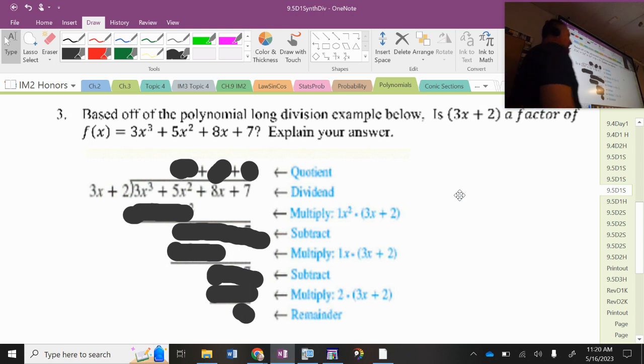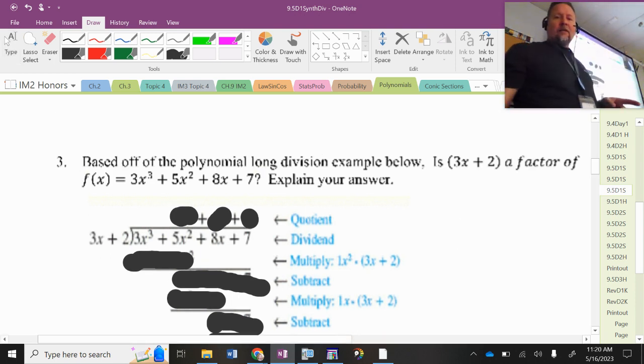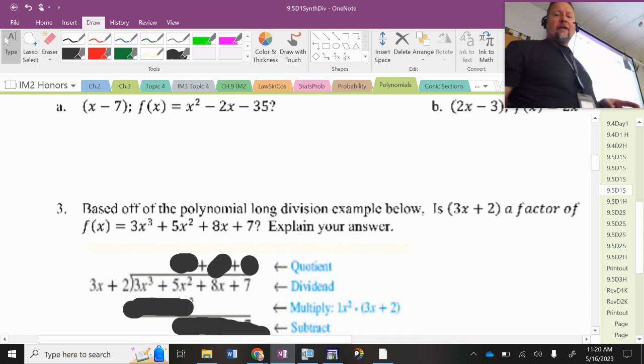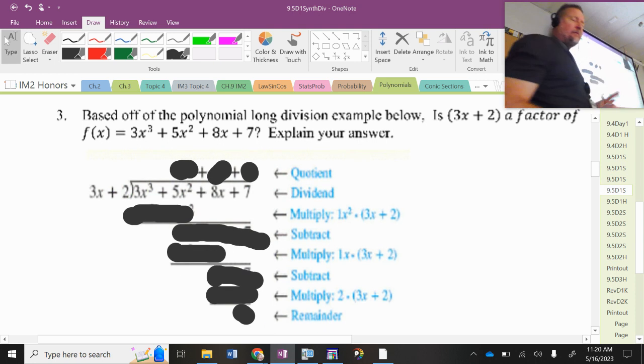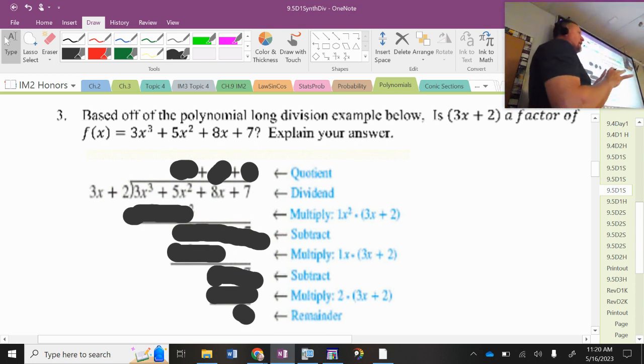No excuses. Okay, so it's a 4-term polynomial divided by 3x plus 2. I'm kind of treating this a little different, though. You're not going to long divide with me, but you are going to long divide next year, and then do some synthetic division, which is what this is leading to.